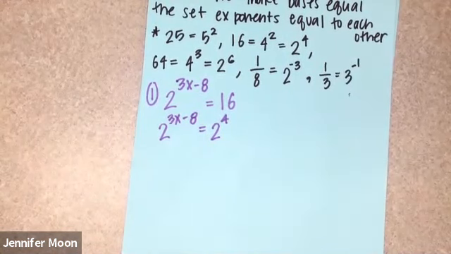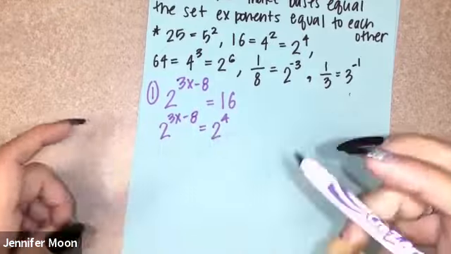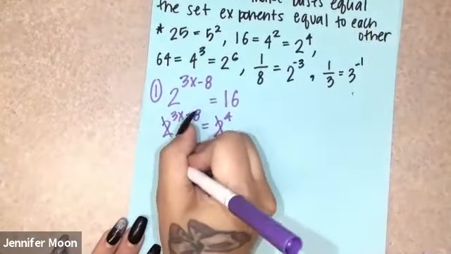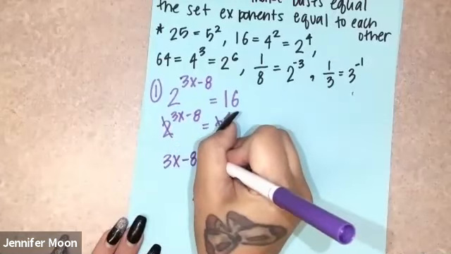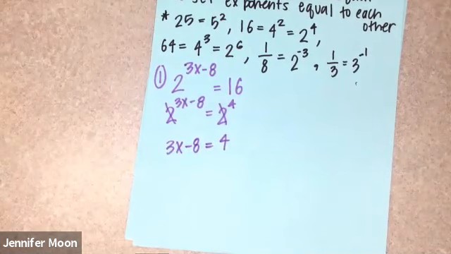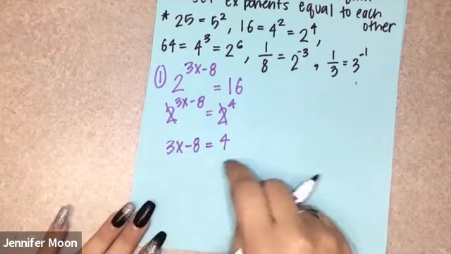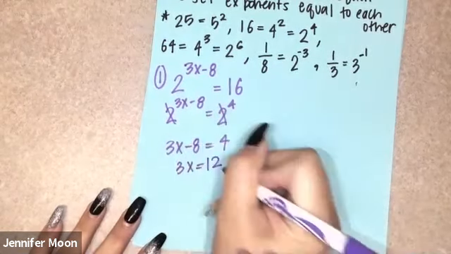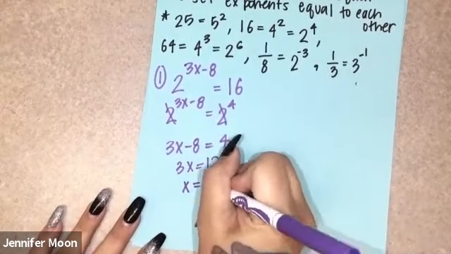Now on both sides, I have the same base. Technically, they're going to go away. And all I have is just 3x minus 8 equals 4. Do you see how now that's just like a normal equation that we've solved many times? So we just solve for what our x is. So I would move my 8 over, right? And I would get 3x equals 12. And then divide, I would get x equals 4.